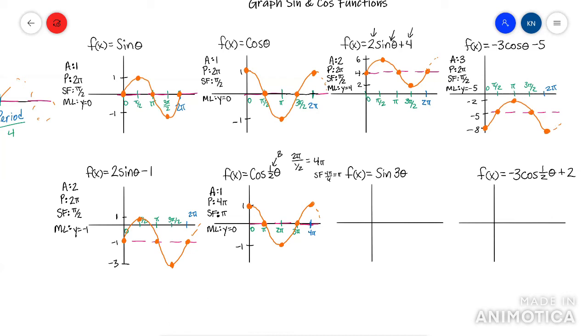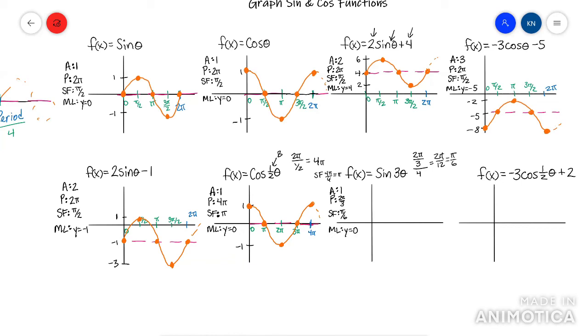This next one, my amplitude, there's no stretch or compress in front, so it's just 1 by default. The period is 2 pi divided by b, so 2/3 pi. The scale factor is this divided by 4, which would be 2 pi over 12, which is pi over 6. And the midline, there's no shift at the end, so it's still just y equals 0.